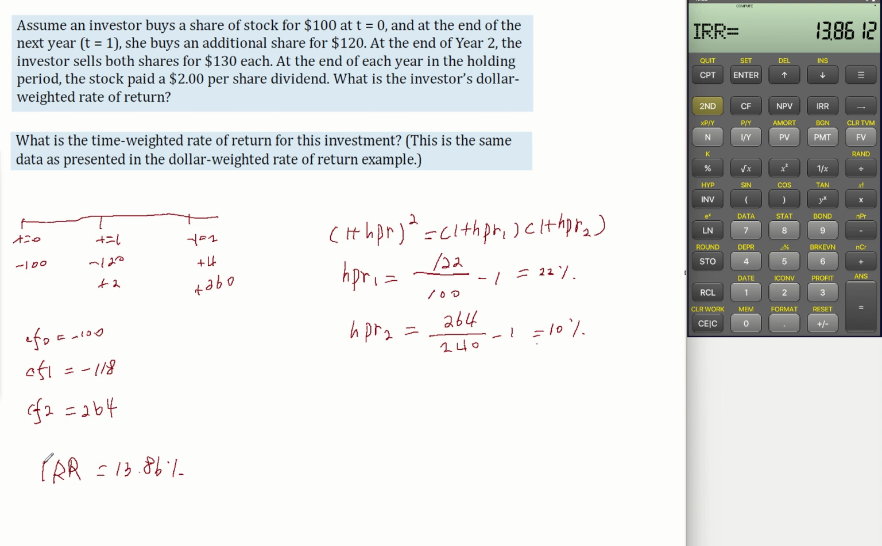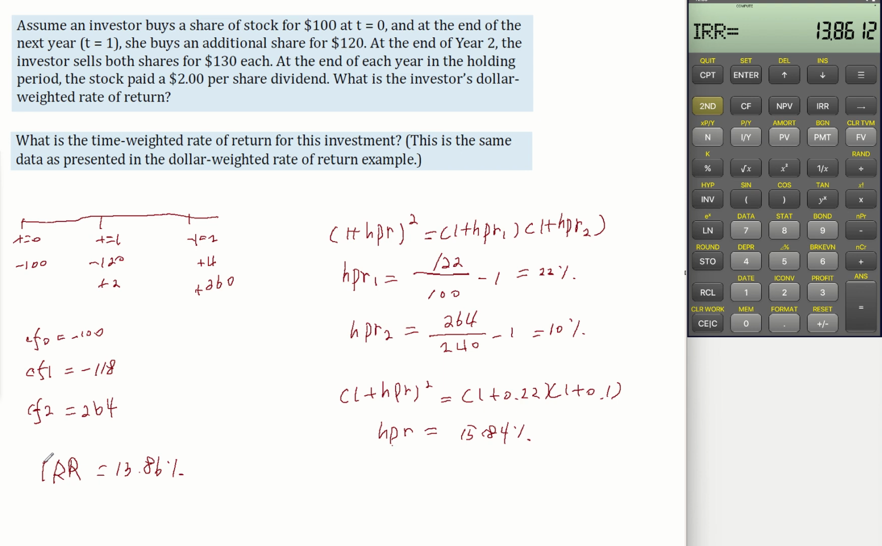So we can plug the holding period 1 and holding period 2 rates into the formula. Then 1 plus holding period rate squared equals 1 plus 0.22 multiplied by 1 plus 0.1. Then the holding period rate becomes 15.84%.